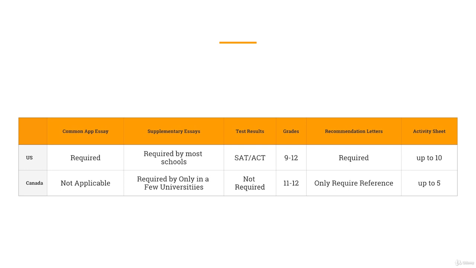And unlike US colleges that require recommendation letters, Canadian universities will only require applicants to provide references. That means that you will only need to fill in the contact information of your reference and don't need to upload their recommendation letters. US college applications will allow applicants to fill in up to 10 activities, while most of the Canadian universities will only need up to 5 to 6, and some of the universities will only need you to upload your reference and transcript without providing any other materials.